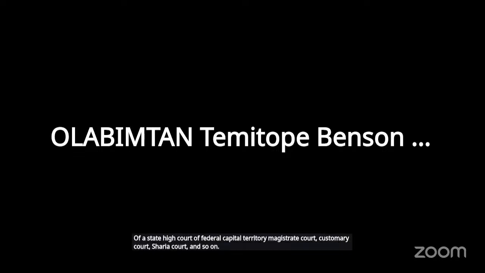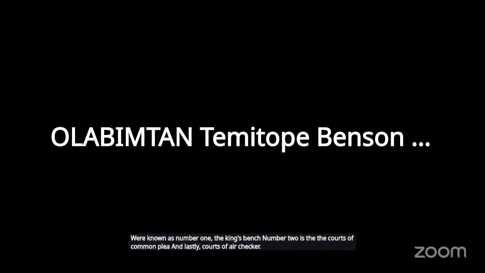The other one you say is Nigerian courts. Nigerian courts include the Supreme Court, Court of Appeal, Federal High Court, High Court of a state, High Court of the Federal Capital Territory, Magistrate Court, Customary Court, Sharia Court, and so on. The courts that were in existence at the time in question were, number one, the King's Bench. Number two, the Court of Common Pleas. And lastly, the Court of Exchequer. All of them were referred to as the King's Courts.